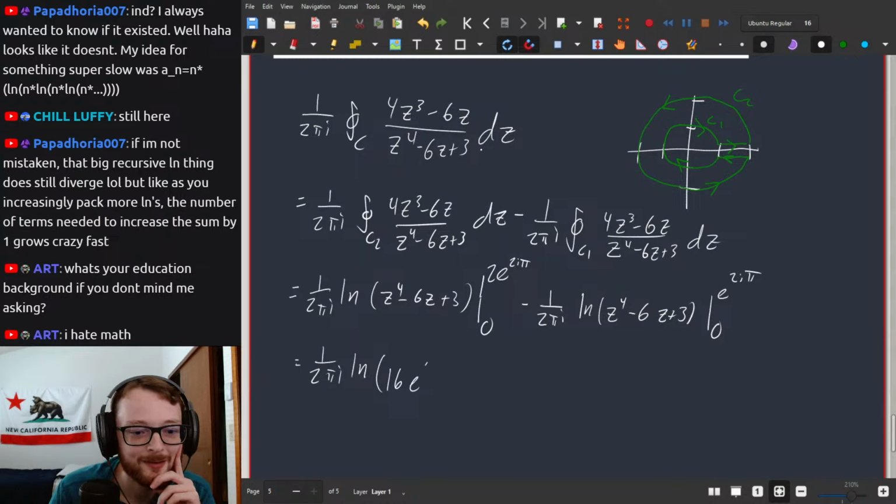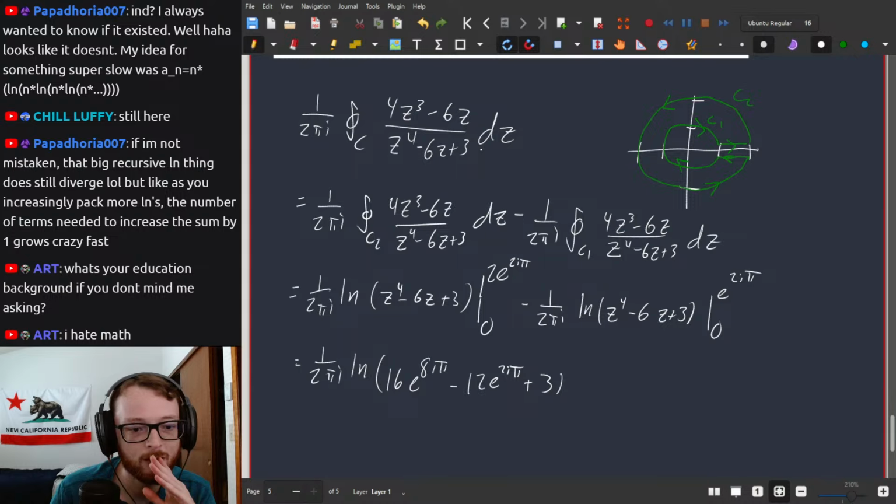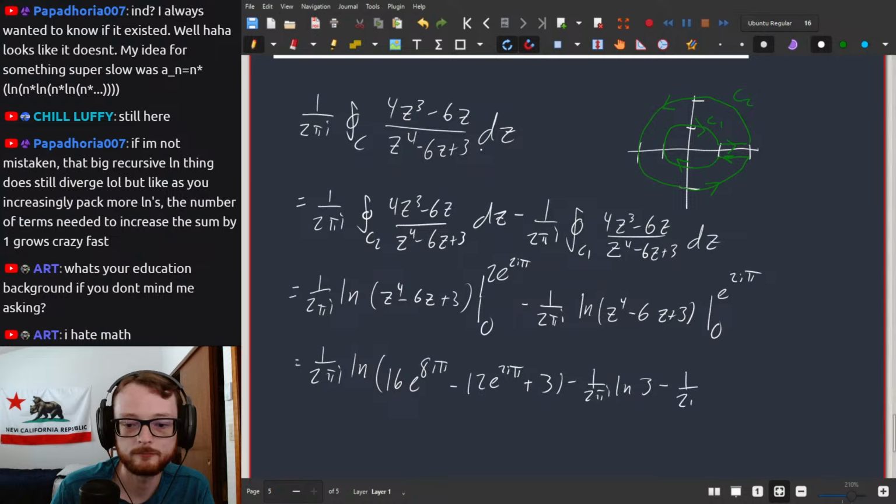16e to the 8i pi minus 12e to the 2i pi plus 3. Oh, okay, no. Minus 1 over 2 pi i ln 3 minus... I'm writing 2 pi i here, but 2 i pi up here.